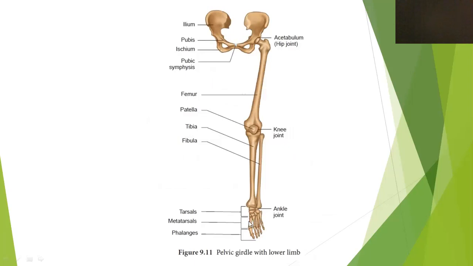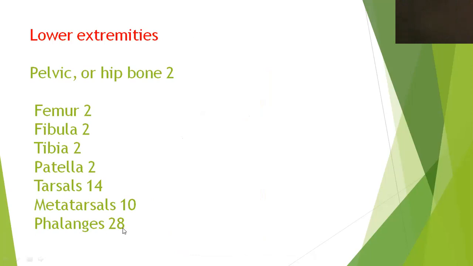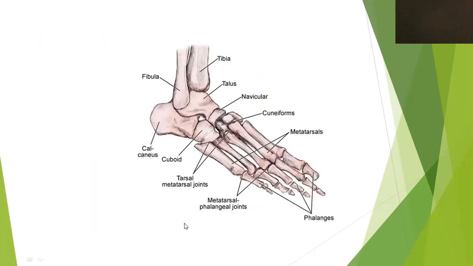Then 5 metatarsals: first, second, third, fourth, and fifth. Then come the phalanges. So here also 28 phalanges, metatarsals 10, tarsals 14. So these are the bones of the lower limb.